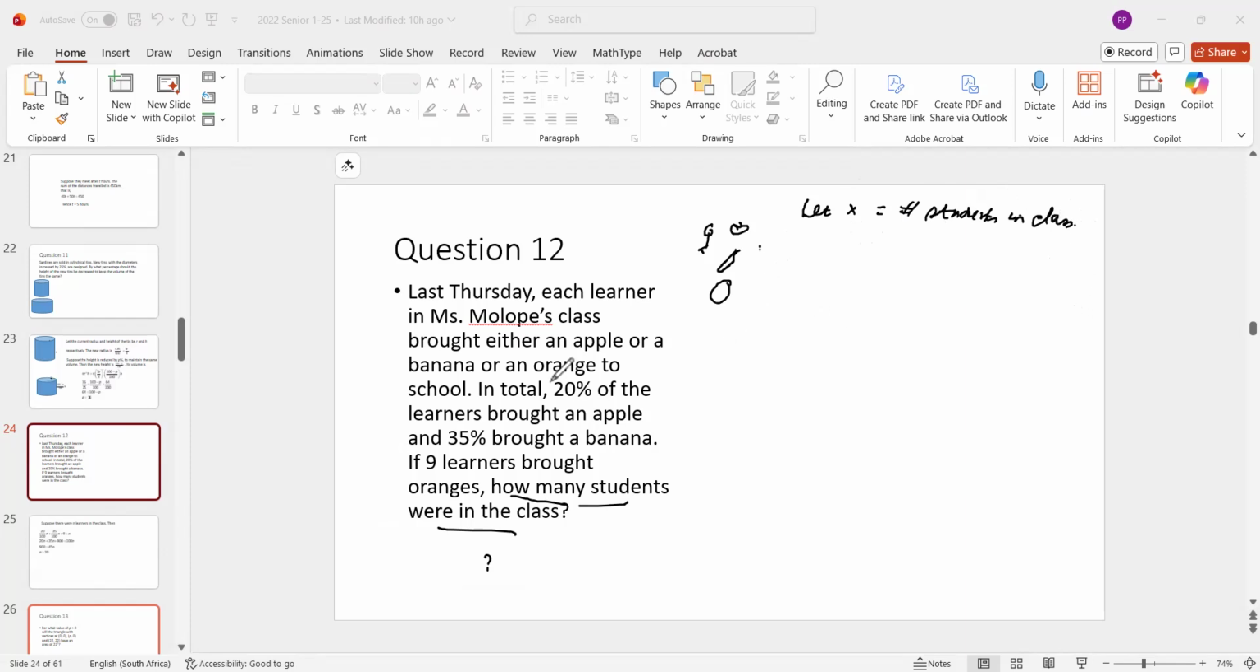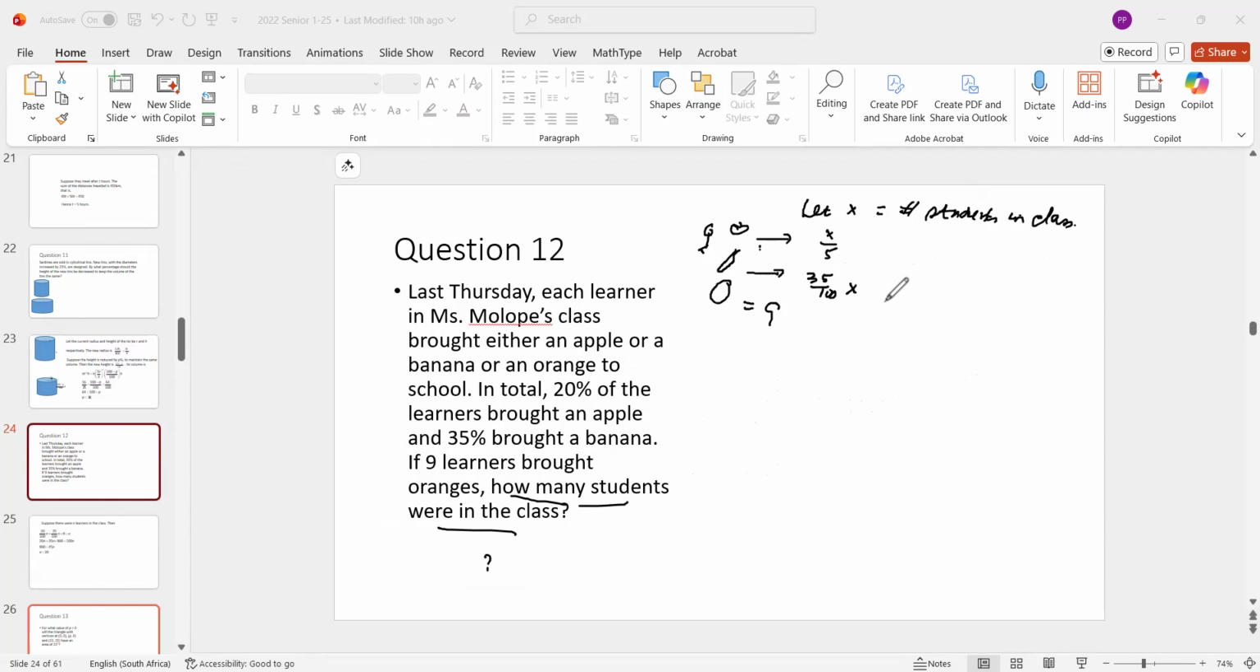It is said that 20% of the learners brought an apple. So the apple people were 20%, which is 1/5. So you have to divide the number of learners by 5 to get 20%, right? And 35% brought a banana. Okay, that's not so easy, but it's 35 over 100 times x. That's 35%. If 9 learners brought oranges, so this equals 9, how many students were in the class?